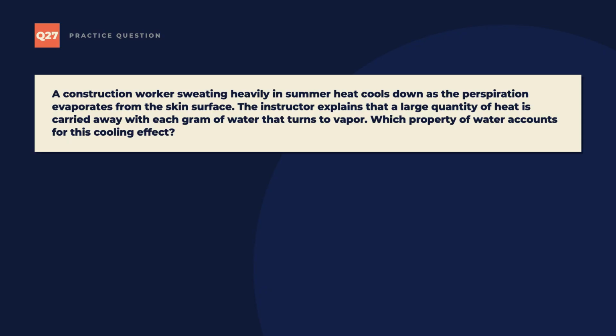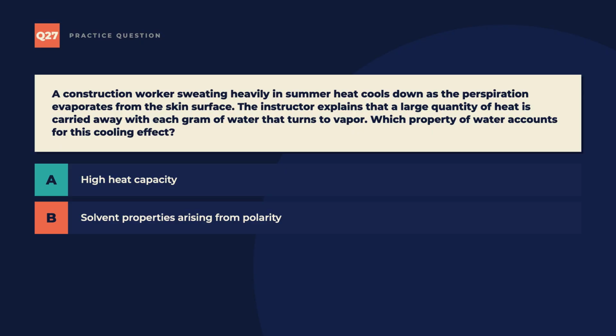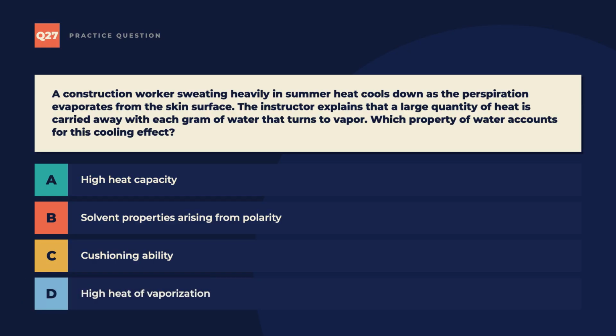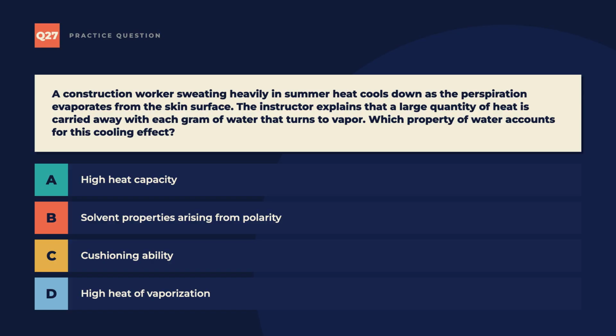Your options are A, high heat capacity, B, solvent properties arising from polarity, C, cushioning ability, D, high heat of vaporization. Before I reveal it, which one do you think is right?